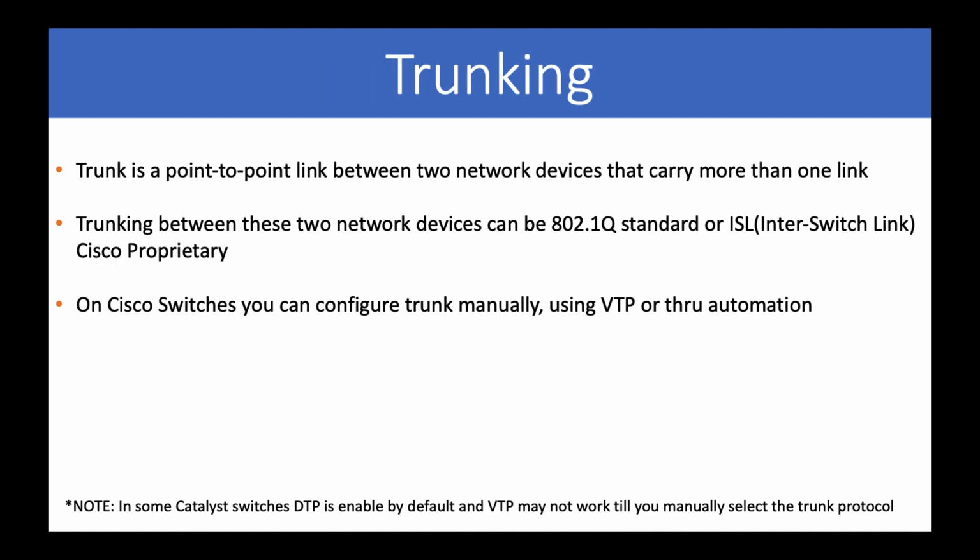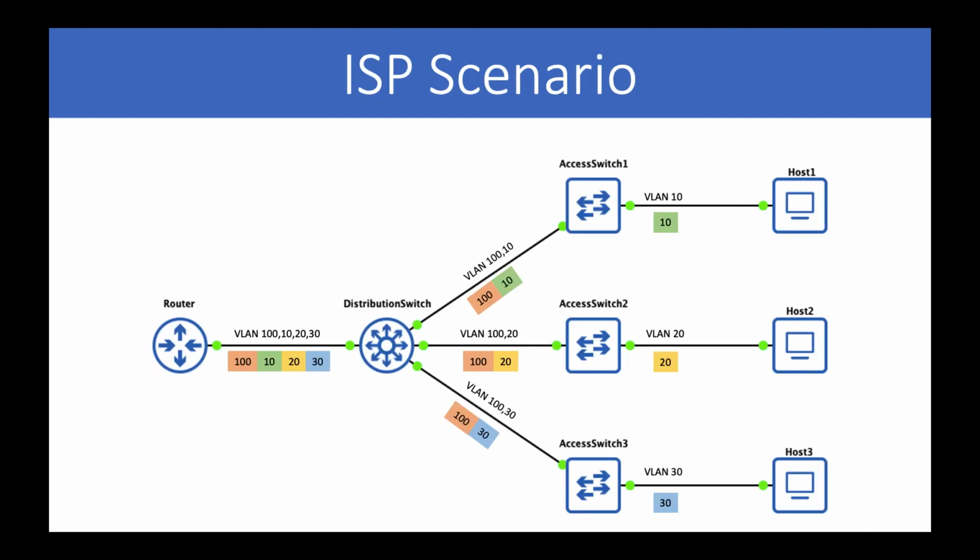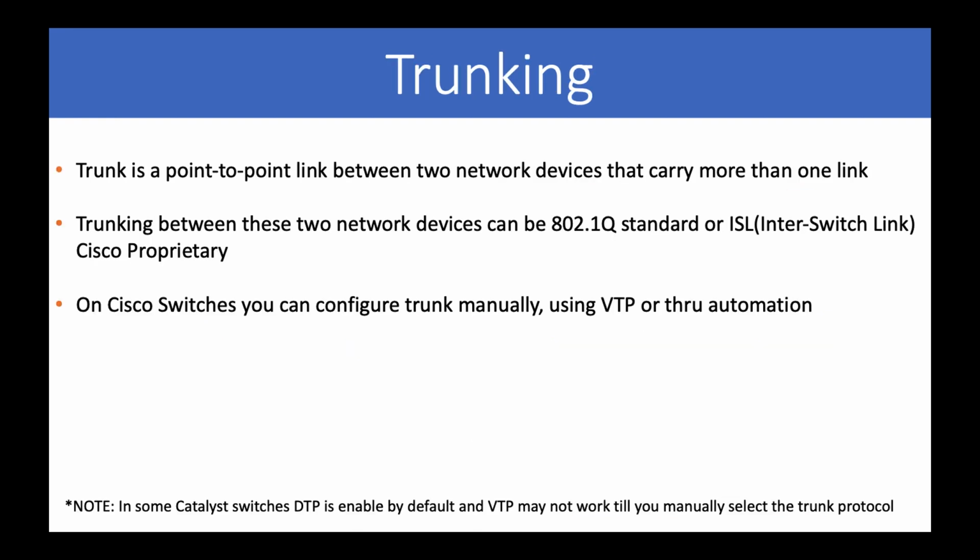Next is trunk VLANs. VLAN trunks are used between 2 points which are going to be carrying more than one VLAN. For example, in this scenario, the distribution switch ports were acting as trunk ports, wherein they were carrying multiple VLANs to other switches. In Cisco switches, you can have either the 802.1Q standard or ISL, that is the Inter-Switch Link standard. Note that ISL is a Cisco proprietary standard, so it will only work with Cisco switches, whereas 802.1Q is an industry standard, so it will work with third-party switches also.